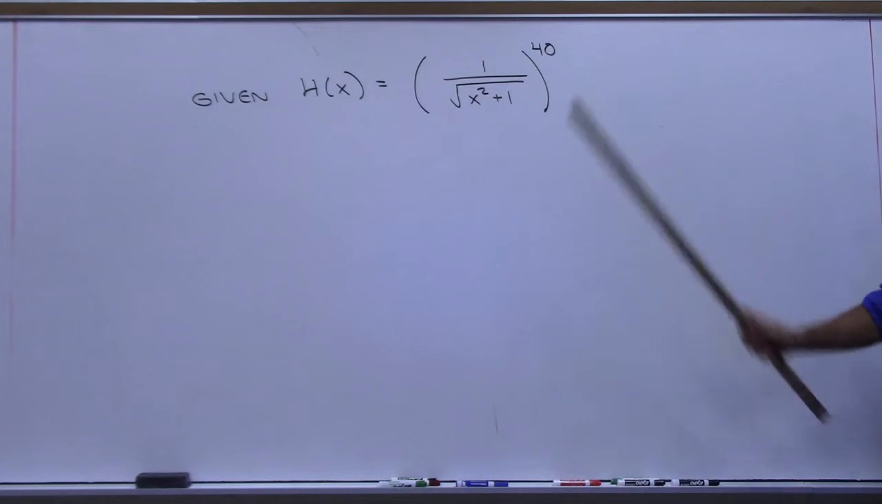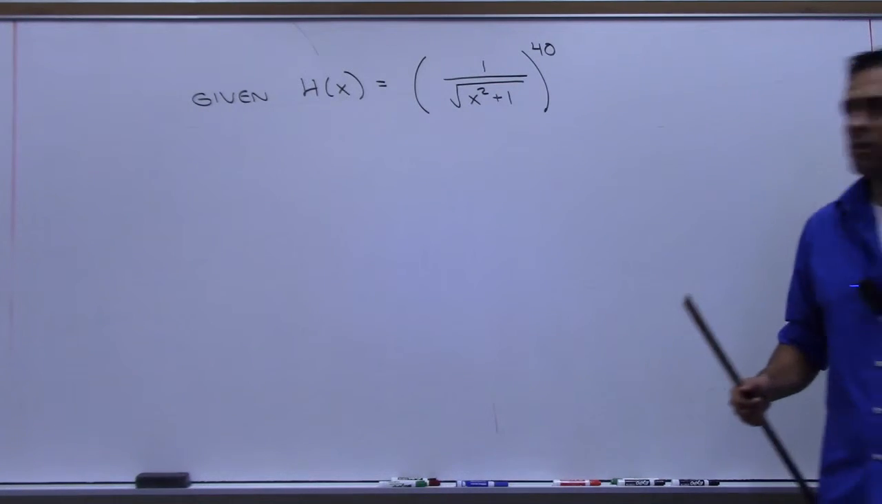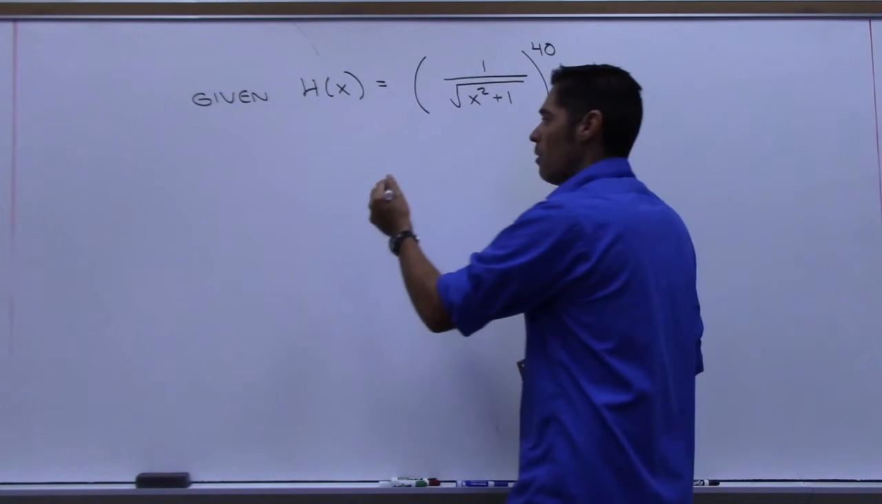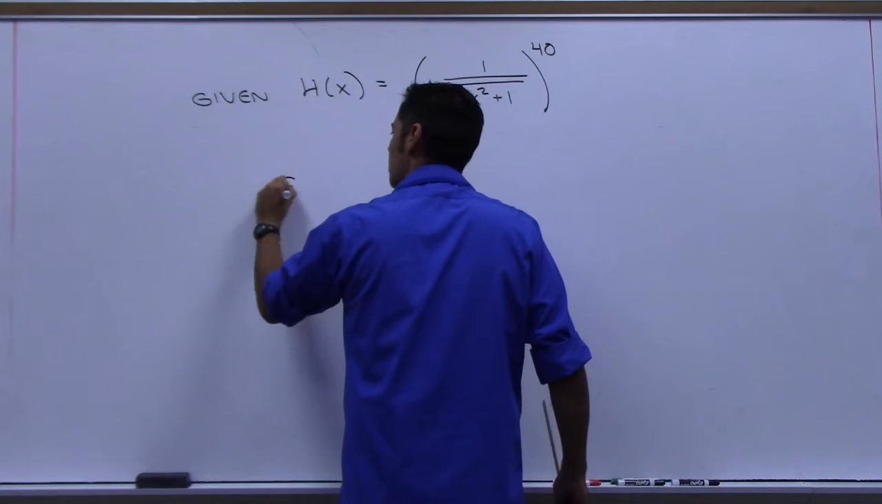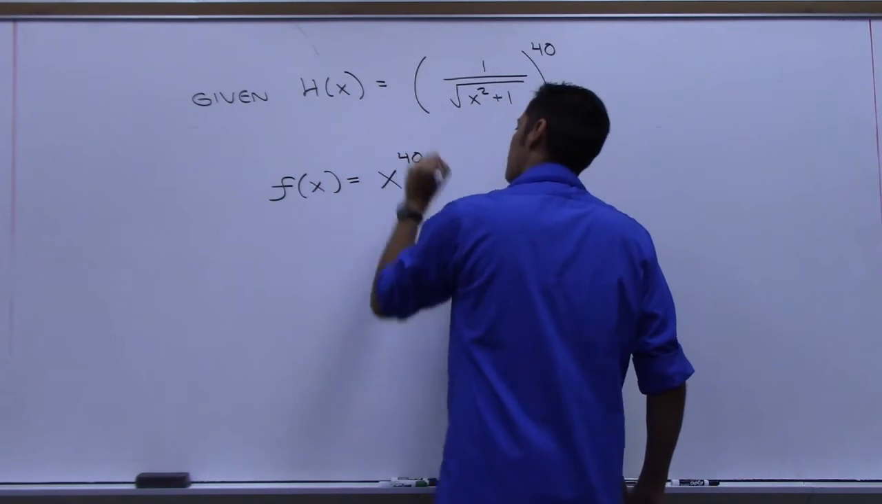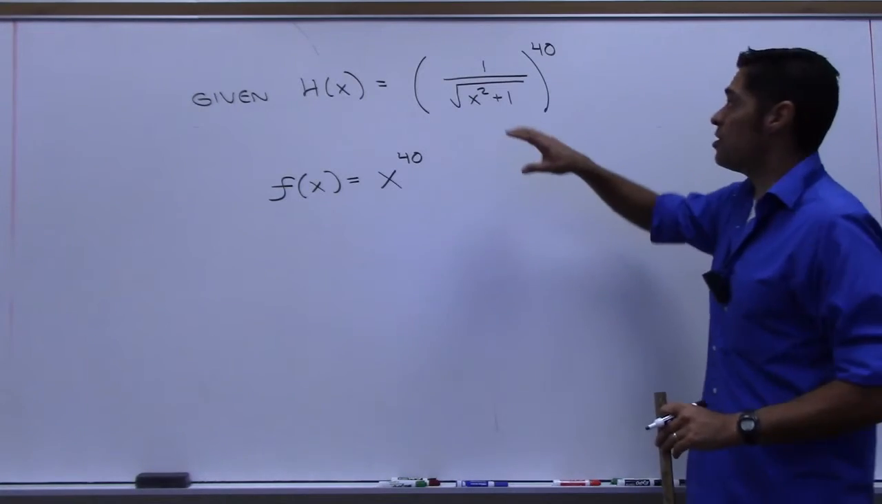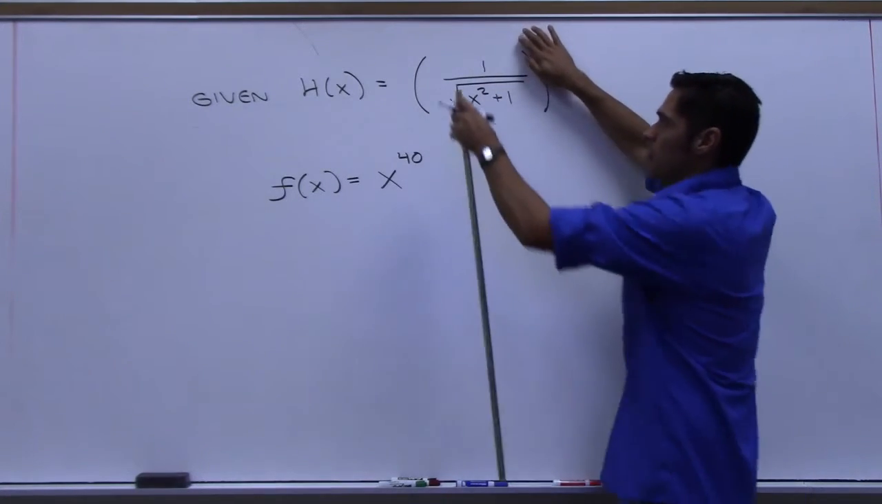The 40th power. Do you agree that we have a bunch of stuff to the 40th power? So that's a power function, x to the 40th power. So I'm going to let the outer layer of my onion be x to the 40th. People can have different variations of answers here. It's not a unique answer.